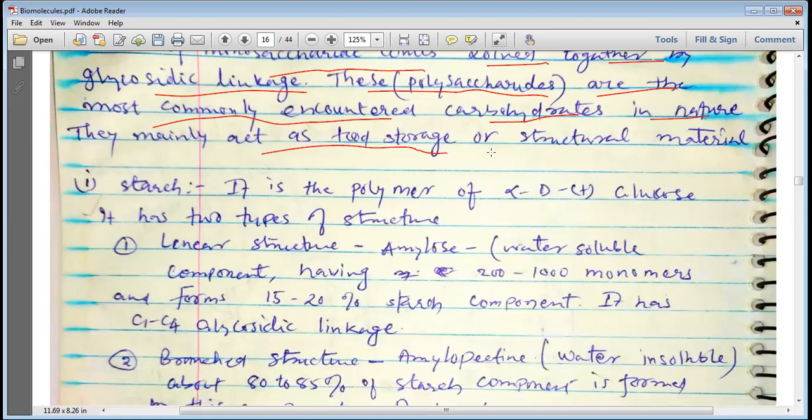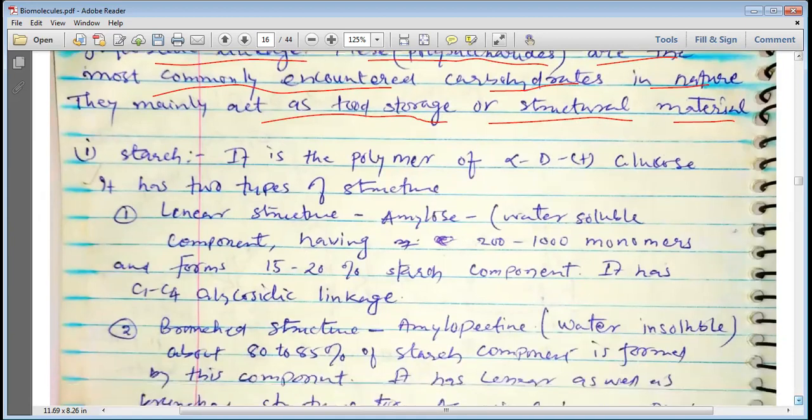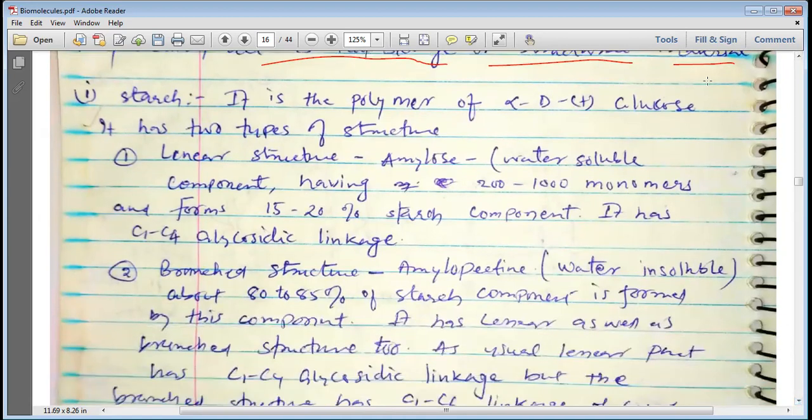They mainly act as a food storage or structural material for the various living organisms. So these polysaccharides are either the food storage material or the structural material. We know that many of the parts of the plants are made of cellulose, which is a polysaccharide. First, we want to study about the starch.